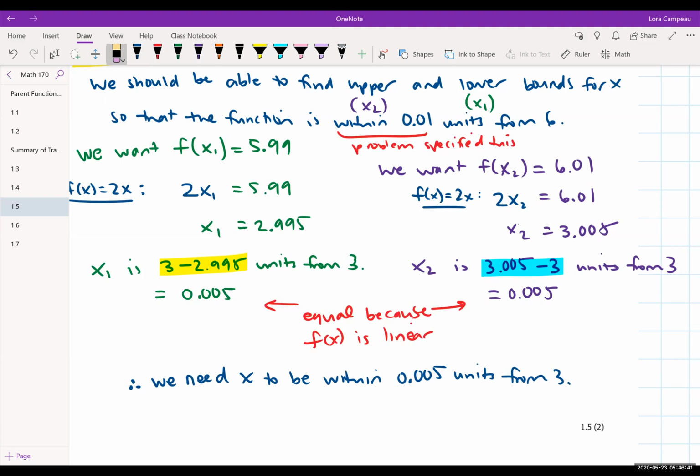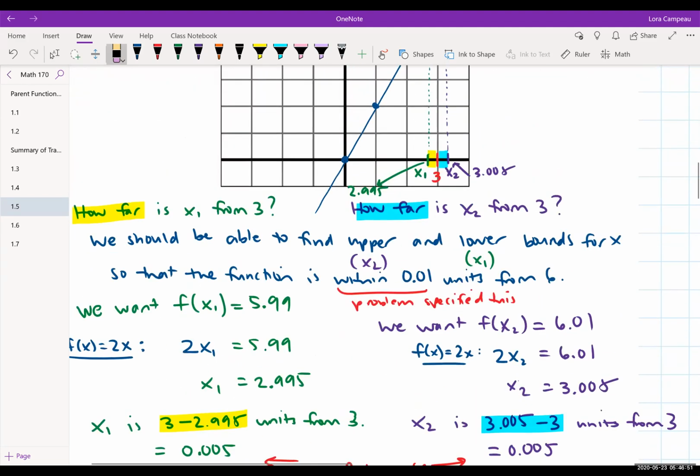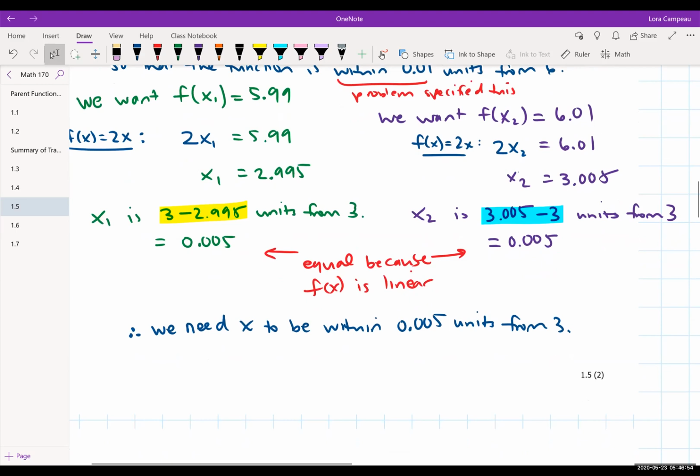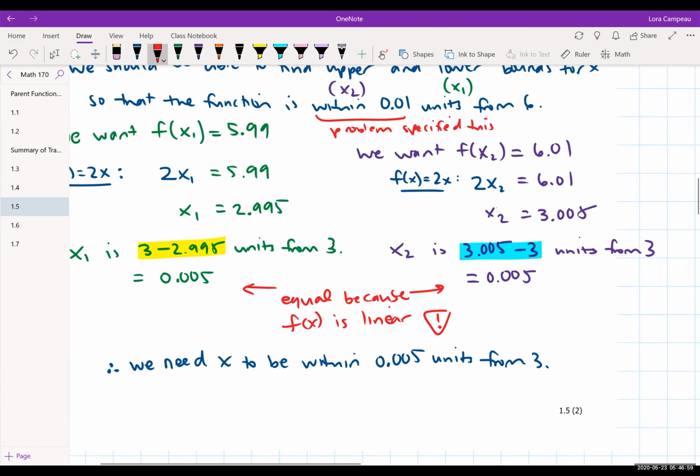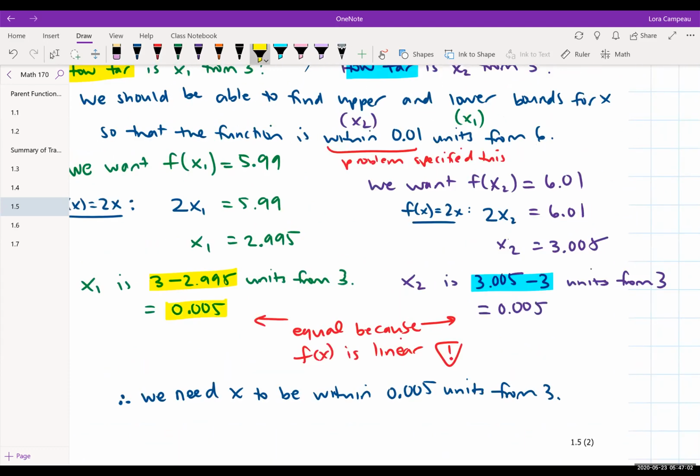Now, just in case, all of our functions are not going to be linear, and we may see later on that we get different distances for these yellow and teal highlighted pieces. If you do get different values, you're going to want to pick the smallest value that you see, because we're trying to get as close as possible to the x. I'll write that down in a little caution note. If you have different values or distances, pick the smallest distance.